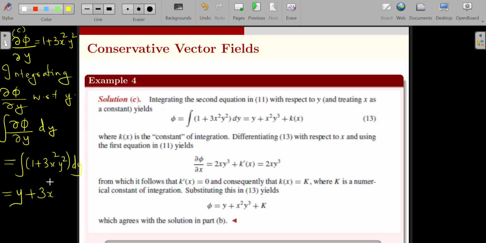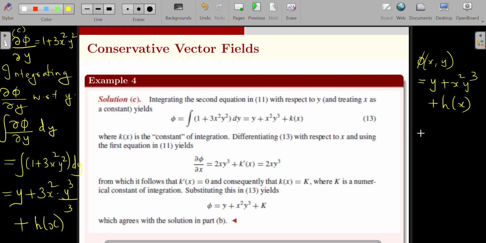So 3x square is a constant. 3x square, the integral of y square is y cube by 3, plus there will be a constant of integration, and as earlier, since we treat x as a constant, the final answer will be a function of x. So it will be some function of x. So here what you obtained is that the integral of dou phi by dou y with respect to y is phi of xy. You obtain phi of xy to be y plus 3x square y cube by 3, that is x square y cube, plus some function of x.